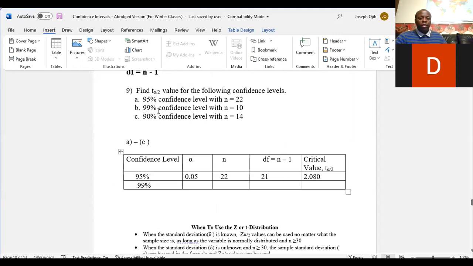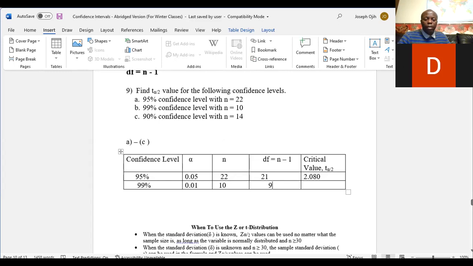Now, we repeat the same thing for 99%. If you're 99%, your chance of being wrong is 1%, which makes your alpha 0.01. Sample size is 10. The degree of freedom is n-1, which means 10-1, which is 9. Then we're looking for T alpha over 2. The critical value will now be under 9 for alpha 0.01, which is for 99%.